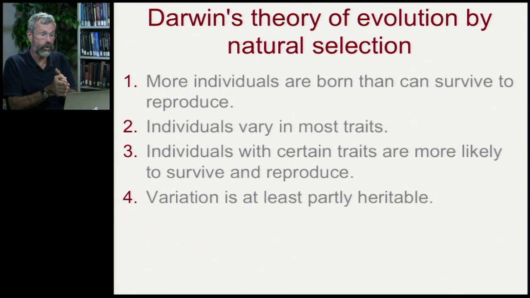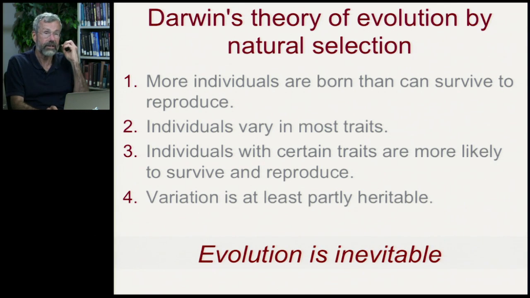So we have these four components. More individuals are born than can survive to reproduce. We had this drought, 80% of the birds died. We have individuals varying in most of their traits. Some birds had small beaks, some had large beaks. Individuals with certain traits are more likely to survive and reproduce. Those would be the ones with the big beaks, who were able to survive because they had the capability of cracking the tougher nuts. All those with smaller beaks will have died. Variation is at least partly heritable. That's true too. In all of these cases, evolution then is inevitable. The population couldn't possibly stay the same under these circumstances. There has to be evolution.